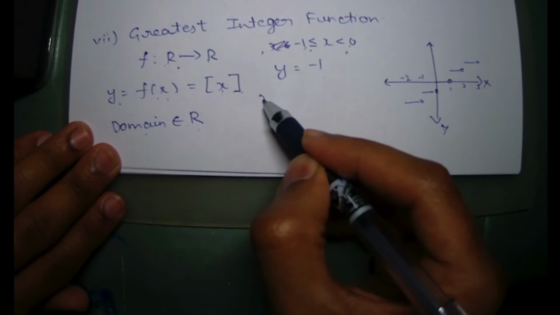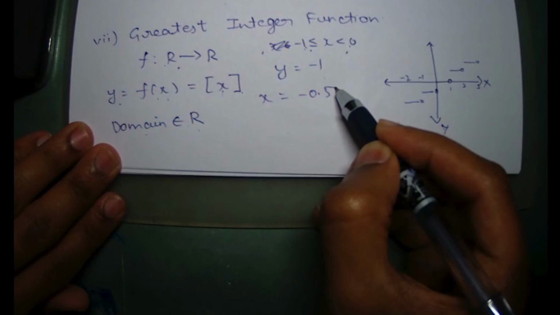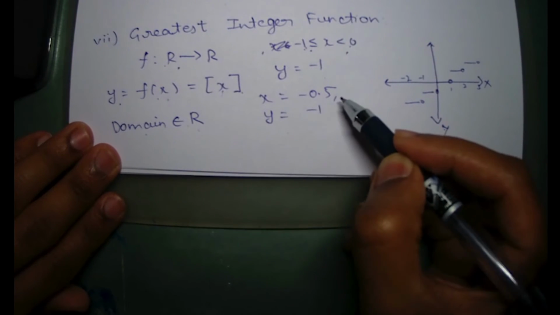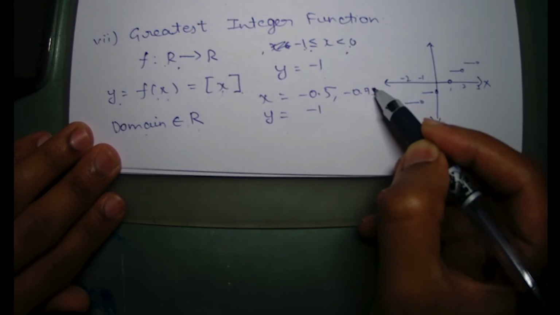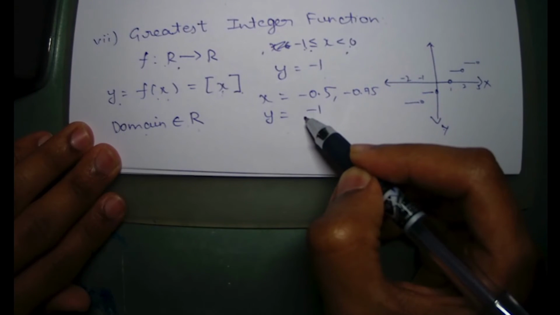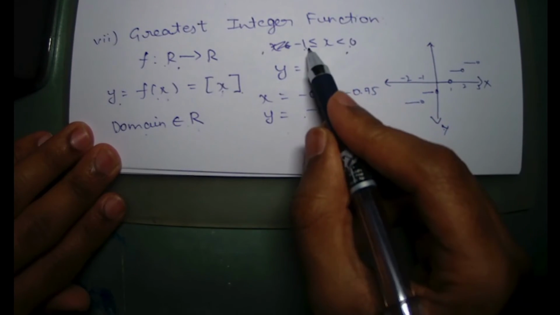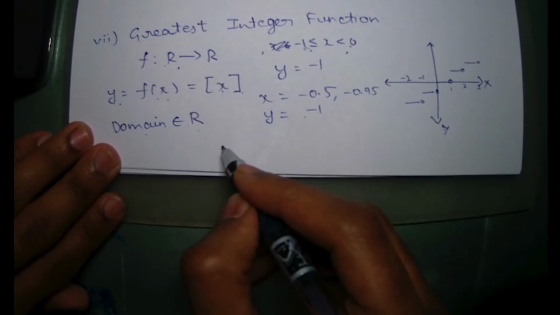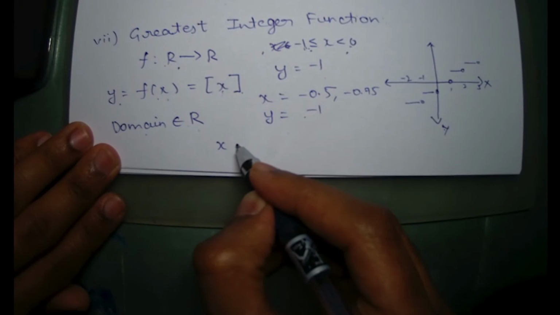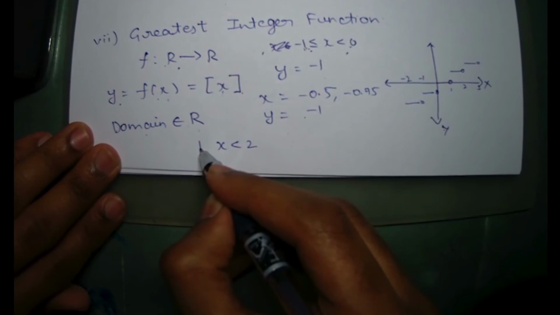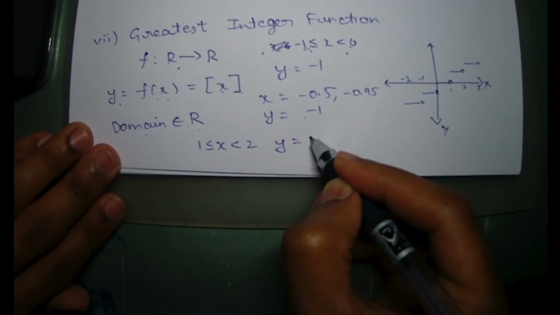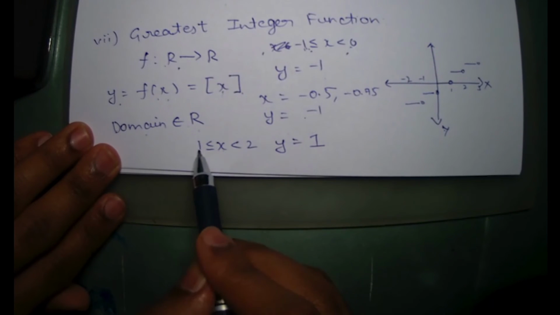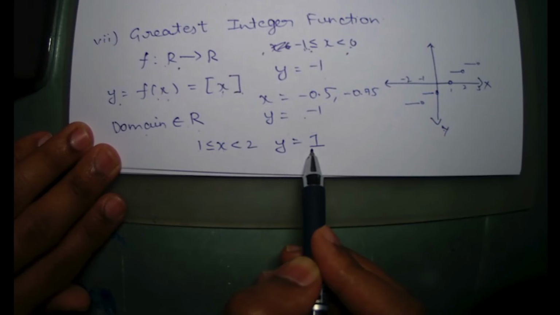For example, if we take x is equal to minus 0.5, we will get y as minus 1. Or if we take x as minus 0.75, we will get the value of y still minus 1. So for any value between minus 1 and 0, y will take the value of minus 1. Similarly, if we take any value of x between 1 and 2, y will be equal to 1. So whatever integer is before the value of x, that is the integer value y will take.